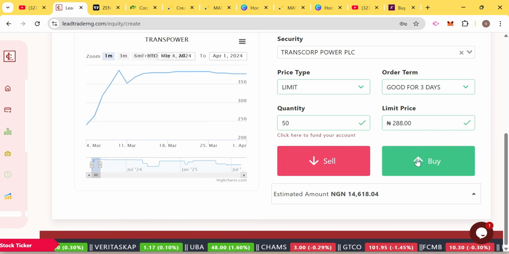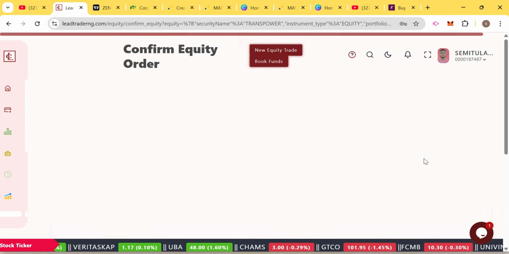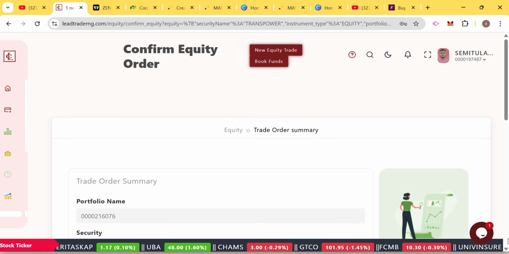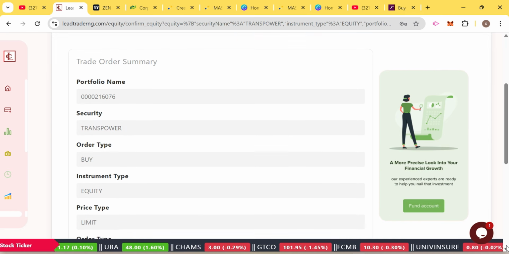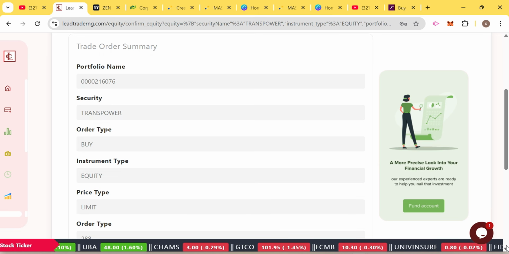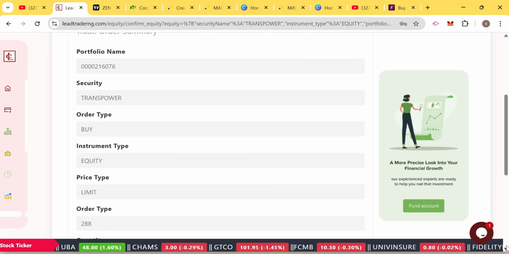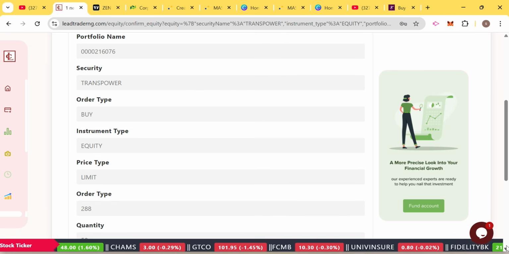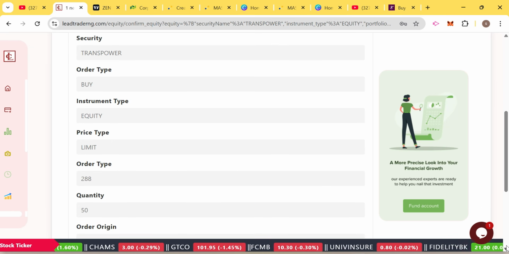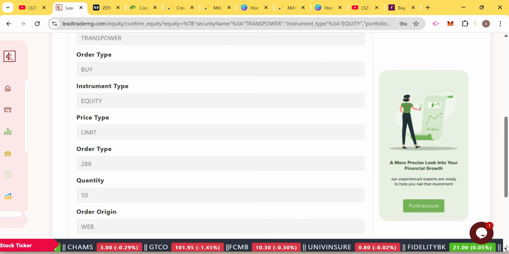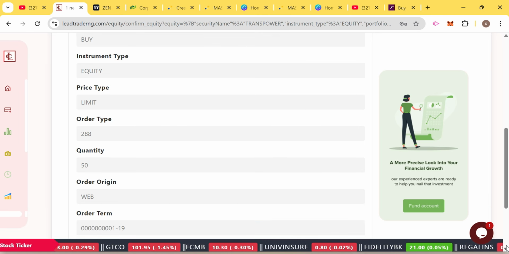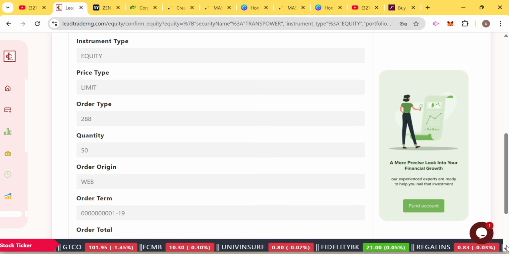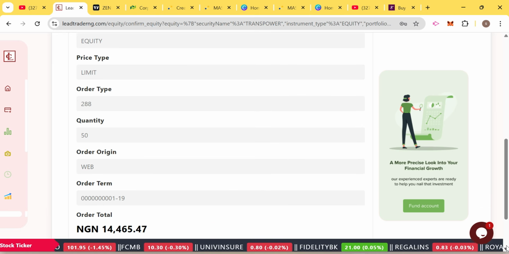So now I'll click buy. Once I click buy, it's going to give me a breakdown of the trade. You see, you have your portfolio name, which carries your number. Then you have your security, which is Transpower. Then we have the order type, which is buy. We have the instrument type, which is equity. We have the price type, which is limit. We have the order price, which is 288. Then the quantity is 50. Then the order is originating from where? From web. And we have the order term.